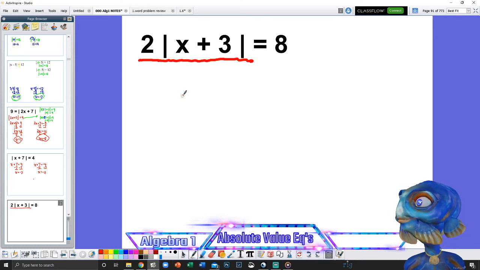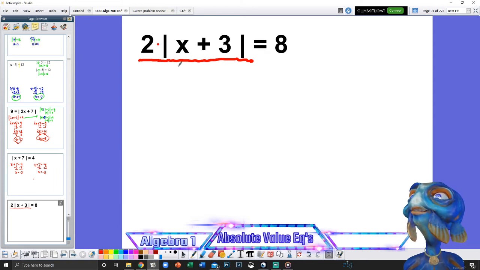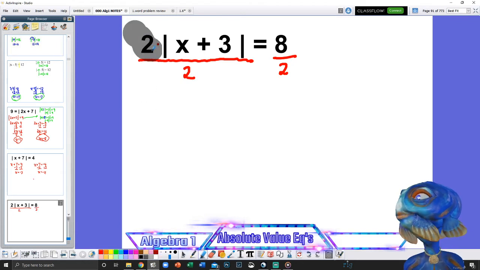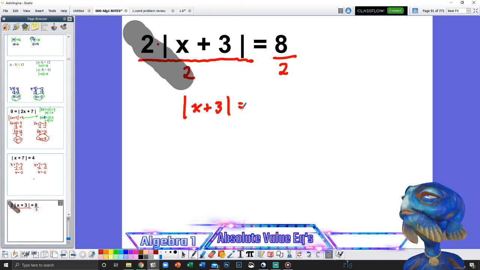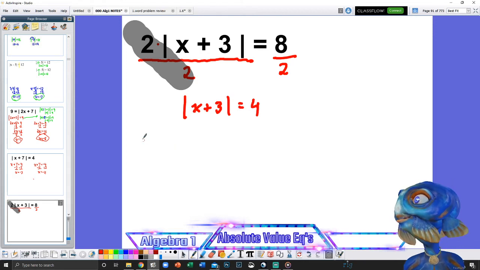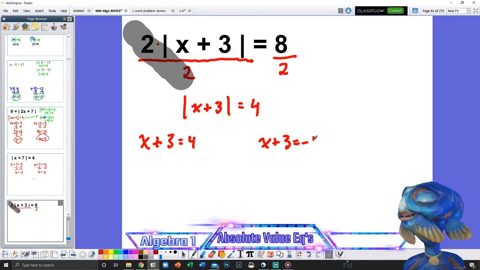Don't distribute. However, this is 2 times the absolute value, so the opposite of times is divide. So I'm going to divide both of these sides by 2. This allows me to cancel 2 divided by 2. So I'm going to copy down the x plus 3 equals 8 divided by 2 gives me 4. Now I have the same type of problem that we just did. I can copy it 2 times. X plus 3 equals 4, and x plus 3 equals negative 4.